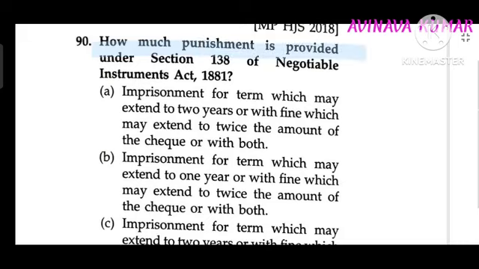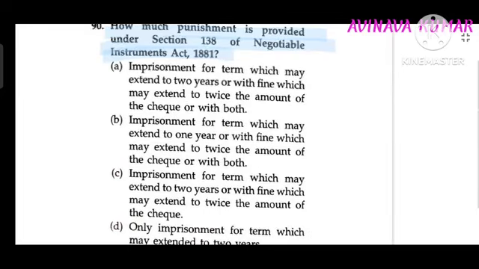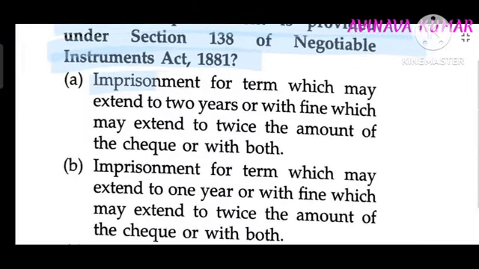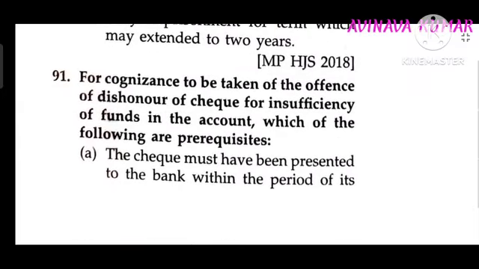How much punishment is provided under Section 138 of NIA? Imprisonment for a term which may extend to 2 years, or with fine which may extend to twice the amount of the check, or with both. For cognizance to be taken of the offence of dishonor of check for insufficient fund in account, which of the following is a prerequisite?